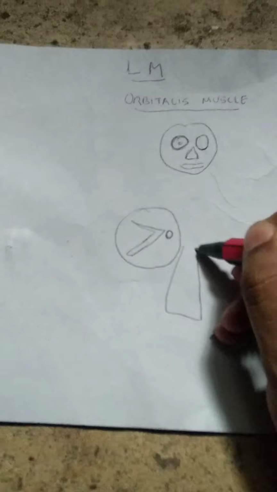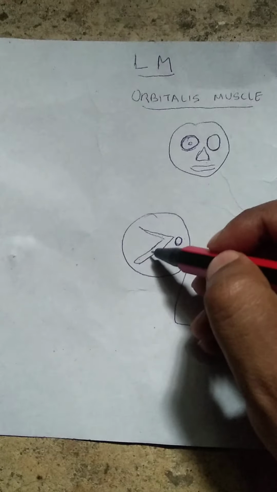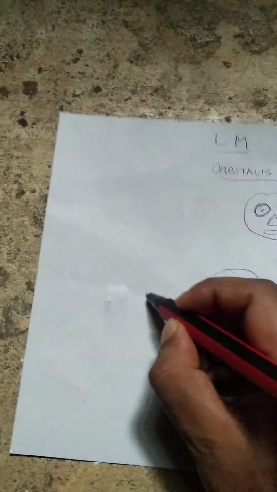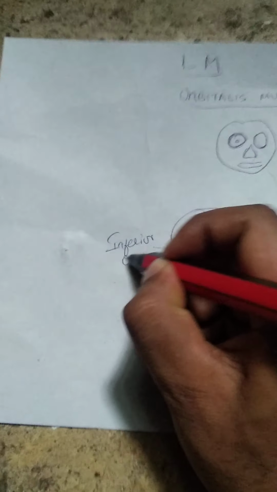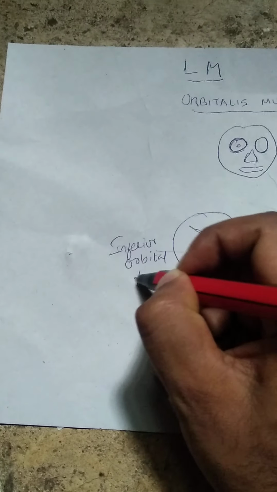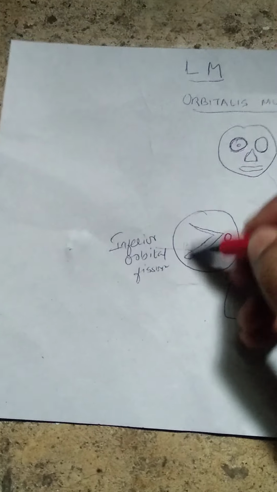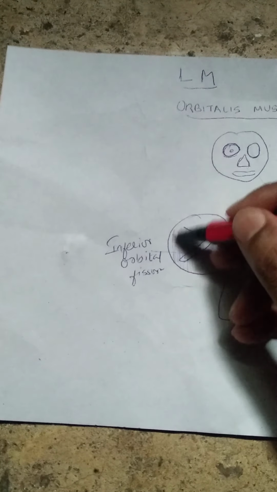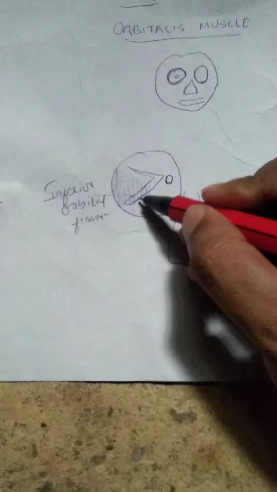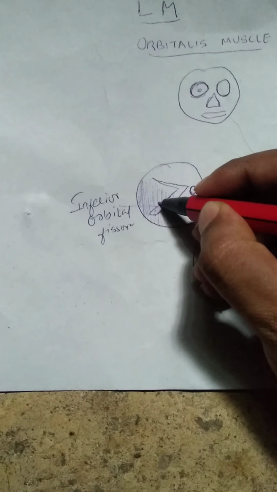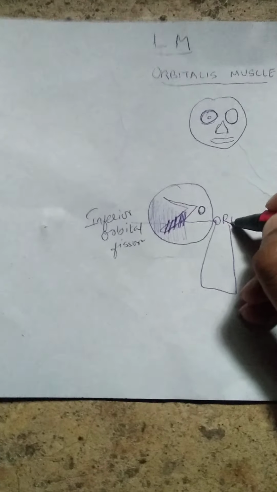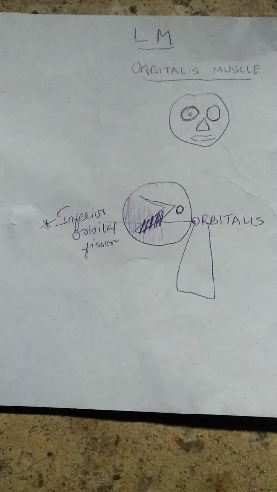The orientation of this muscle, the orbitalis muscle, is towards the inferior orbital fissure. This inferior orbital fissure is covered by a fascia called fascia periorbita, which is nothing but the outer layer of the dura mater. The inferior orbital fissure is bridged by a muscle called the orbitalis muscle. So where is the orbitalis muscle located? It is in the inferior orbital fissure within the orbit.